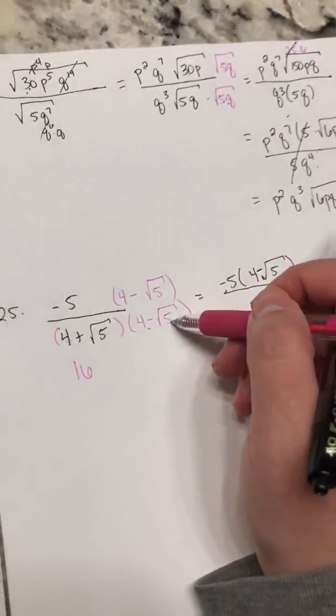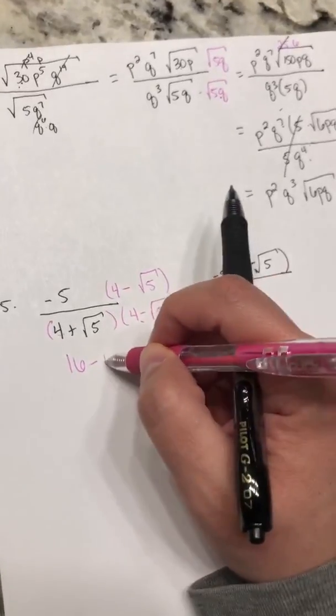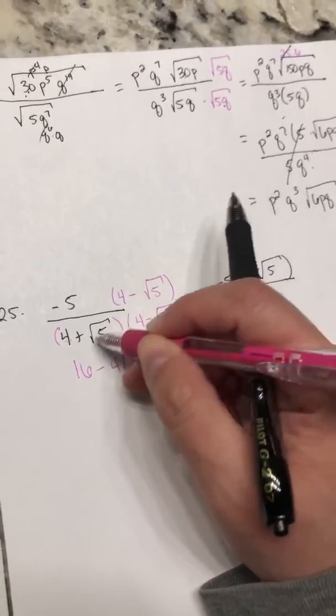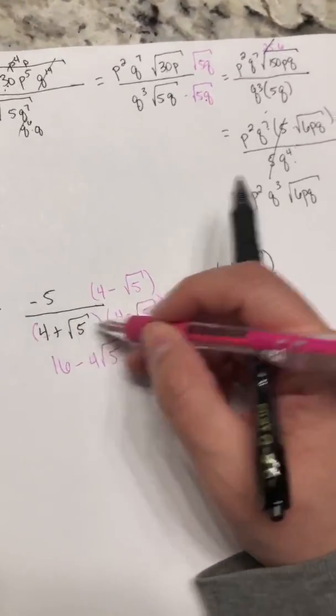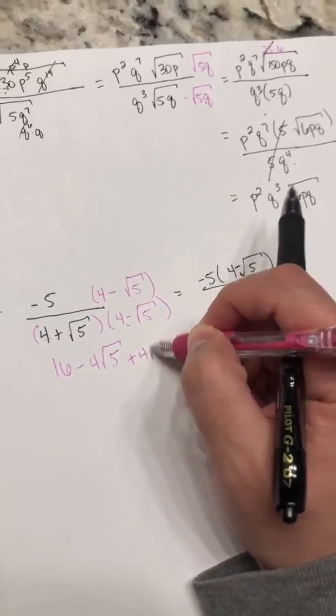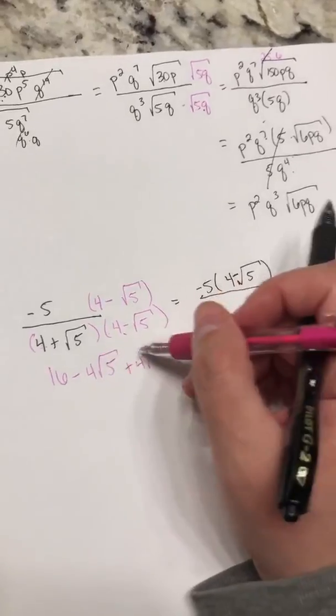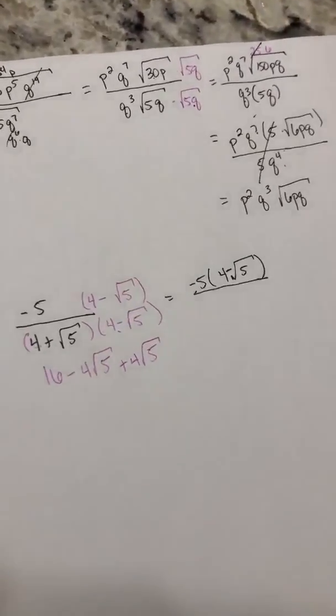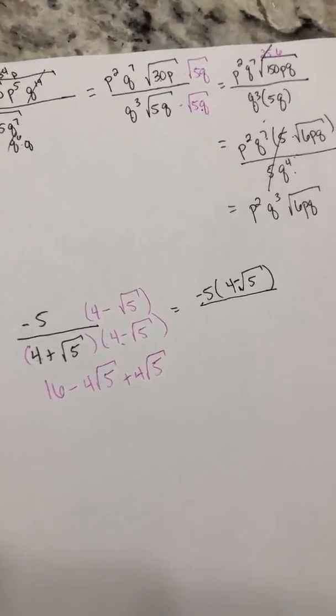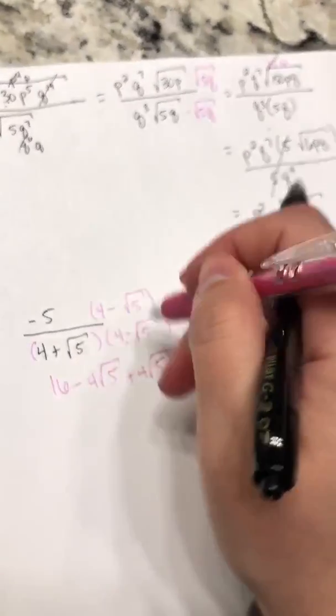Then you've got 4 times the square root of 5 with a negative, so -4 square root of 5. And then this one's positive, square root of 5 times 4, so +4 square root of 5. And because, see what happens here, these are going away, which is what we want. And that's why you do the opposite sign. It's called the conjugate.